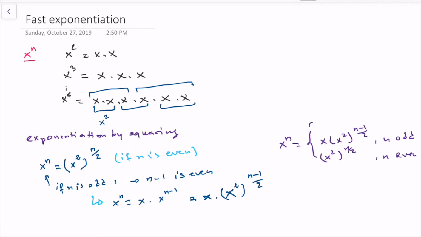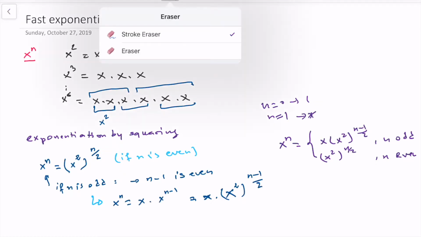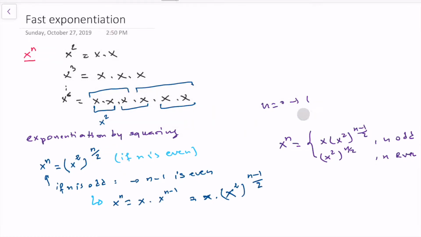If you want a base case, we can put one, but it's not really useful. The base case would be that if n is equal to 0, then anything to the power of 0 is just 1. And you can also, if you want, add n equal to 1. In that case, x to the power of 1 is just x, right? So pretty much that's what it is.